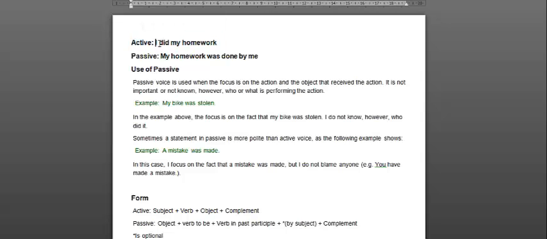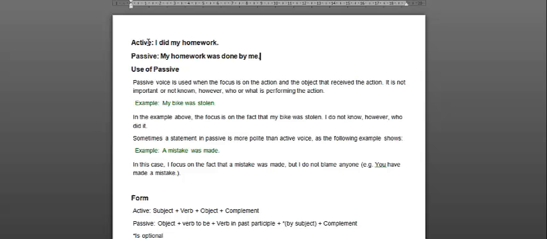For example, in this case we have a past simple positive sentence, and the sentence is: I did my homework, right? That's a sentence in active. In that sentence, the passive voice will be: my homework was done by me.